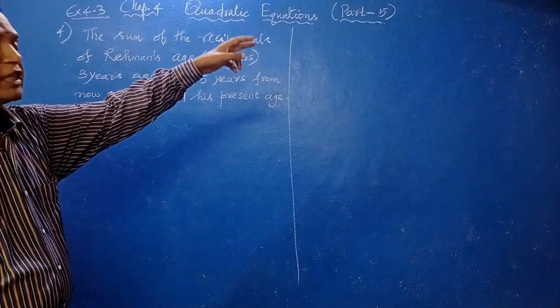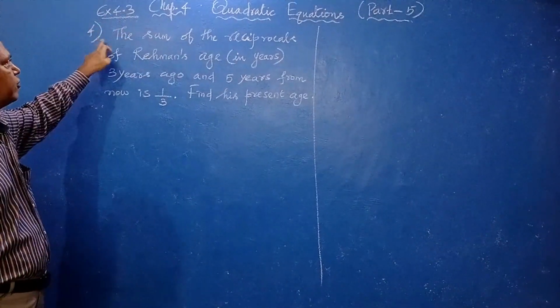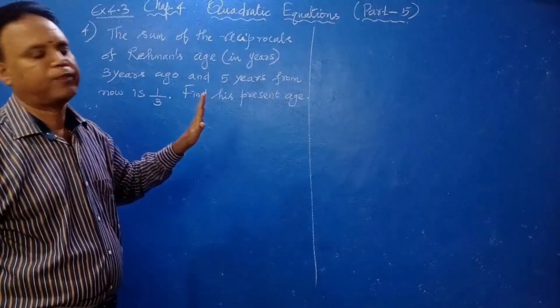Chapter 4 Quadratic Equation Part 5. Now we will see the fourth problem. Exercise 4.3, fourth problem. Read the problem.